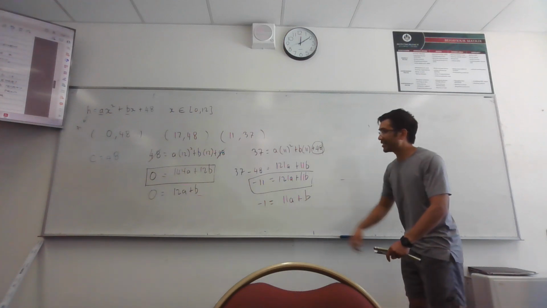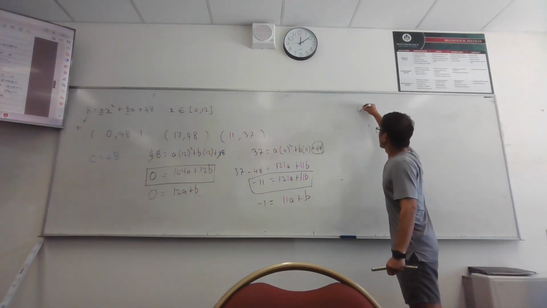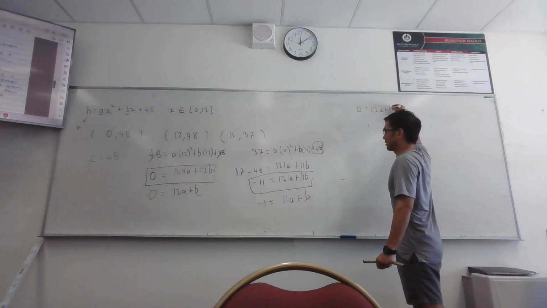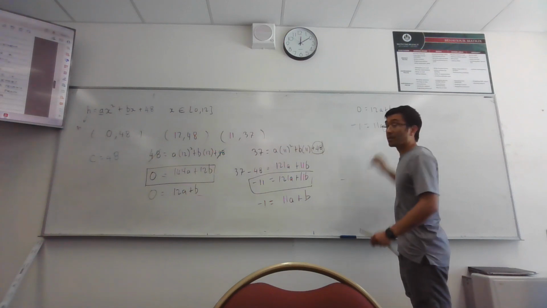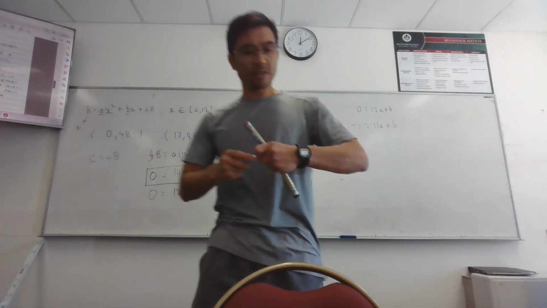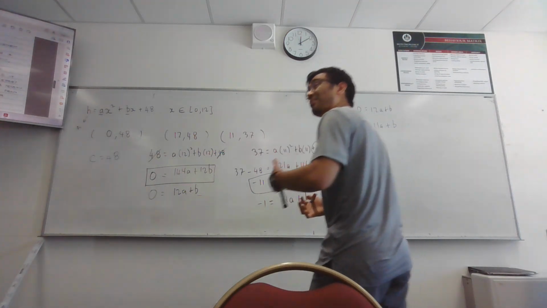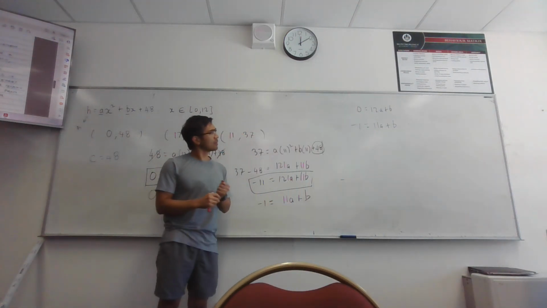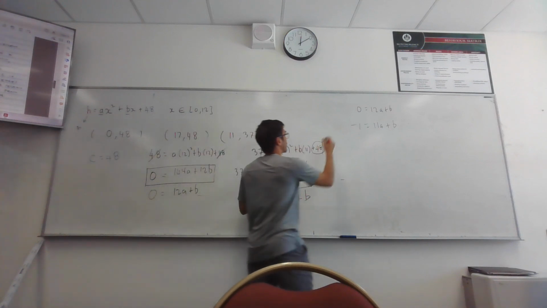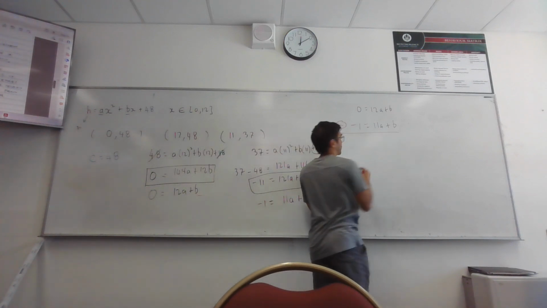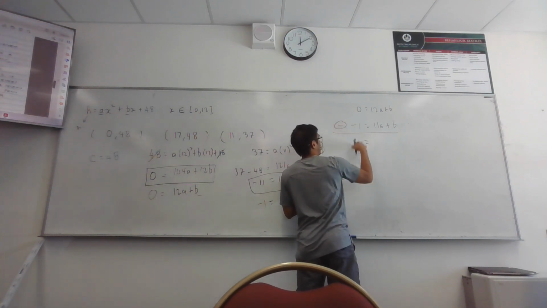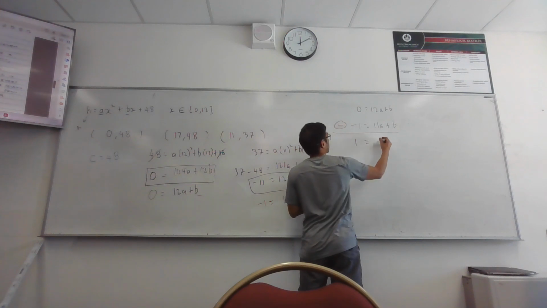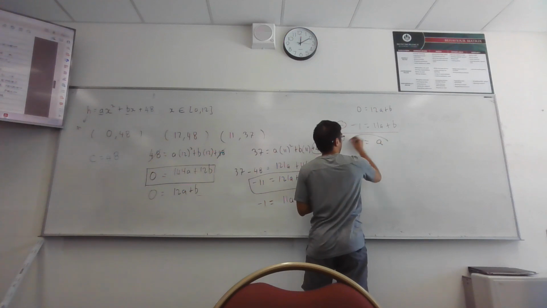Okay. So we've got it here. We have 0 equals 12A plus B. We're going to line them up now. Negative 1 equals 11A plus B. Question, are we going to add or subtract? To eliminate, we're going to subtract. 1 equals A, because 2 negatives is a positive. 12A take away 11A is A. B take away B is 0. A equals 1.